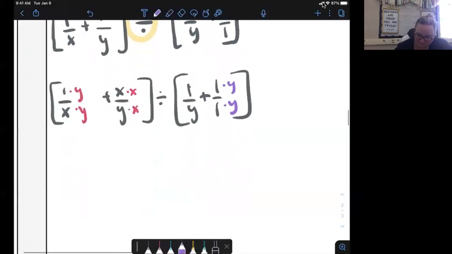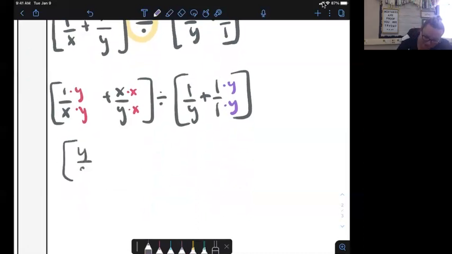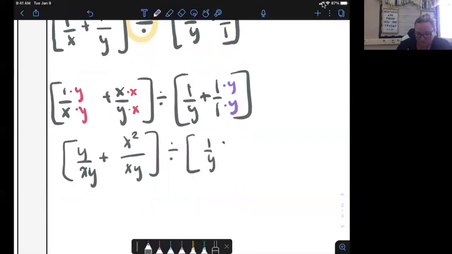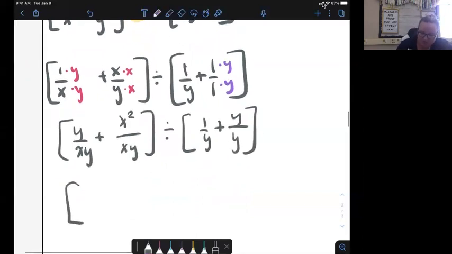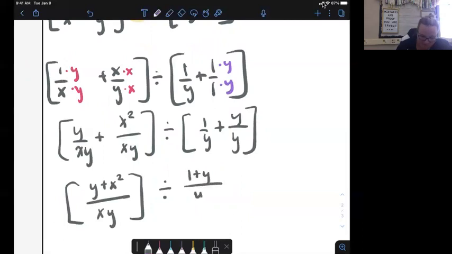Now let's start multiplying. So 1 times y is y over xy. x times x is x squared over xy. And we're going to divide that by 1 over y plus 1 times y is y, so y over y. Then, because the denominators are the same, we can add the numerators. So (y plus x squared) over xy divided by (1 plus y) over y.